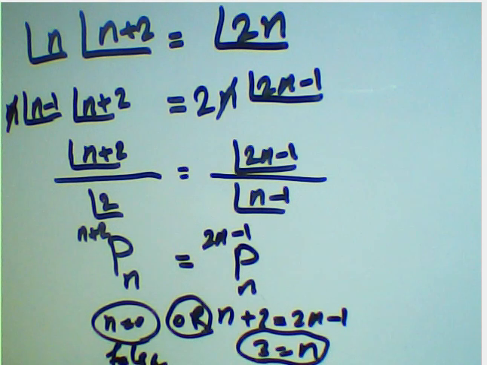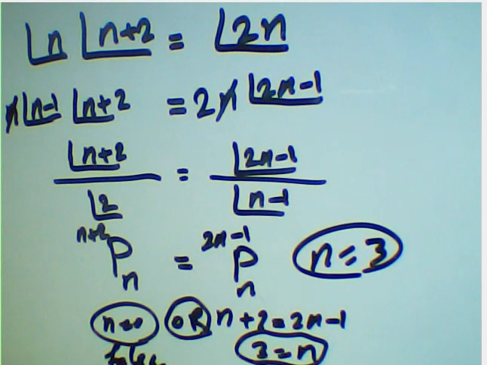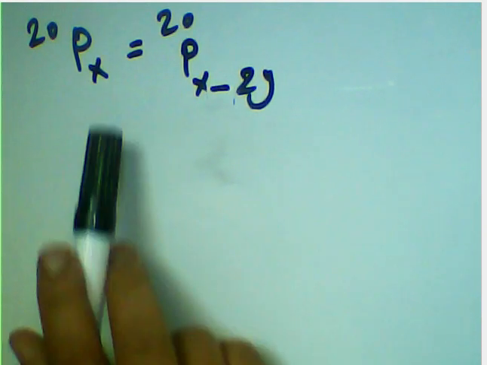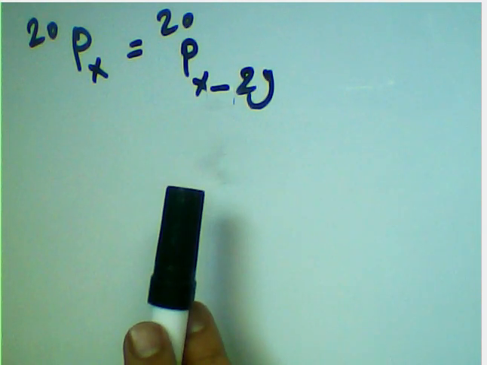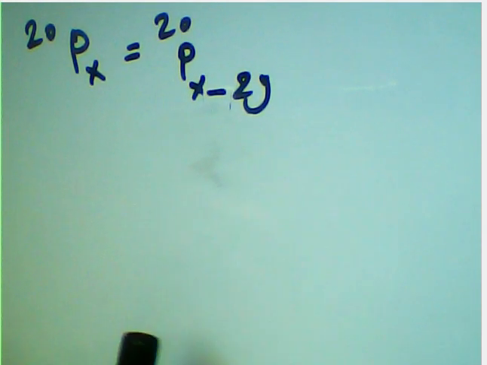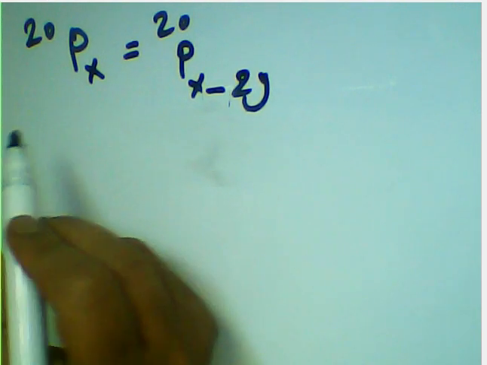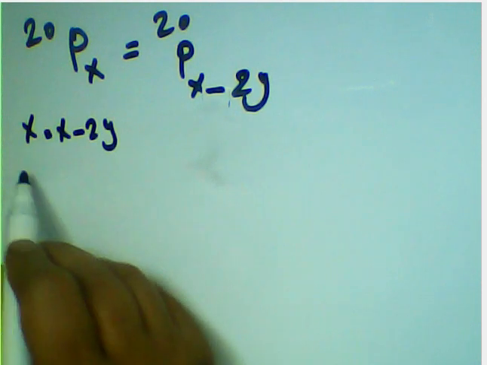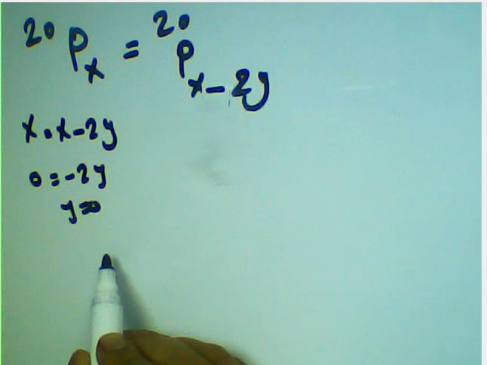So the result will be 3, n will be equal 3 in this example. Okay, look at this example. We want to find the unknown here about 20 permutation. X equal 20 permutation x minus 2y. First we must think about this example. X will be equal x minus 2y. It's the first solution about this example. X will be x minus 2y. We can cancel x, then 0 equal negative 2y, then y will be equal 0.